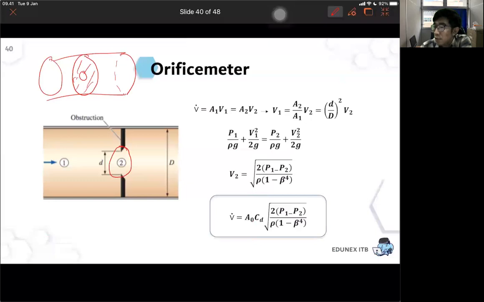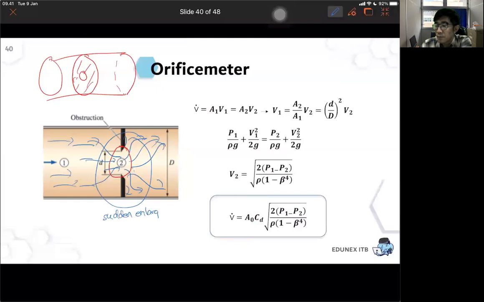So what will happen if water, for example, is flowing inside the pipe? It will go this way, right? And then it will go like this. The phenomenon here will be the same as sudden enlargement. And from the derivation of the sudden enlargement equation, you will have a correlation between the two, and then the pressure will be higher, right?